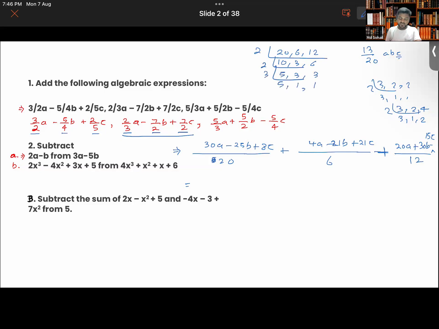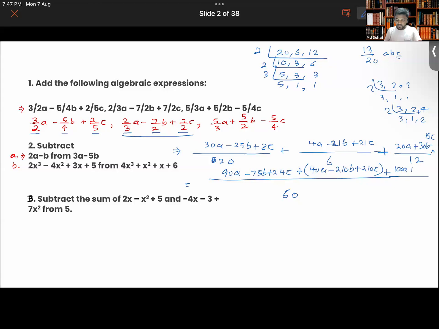Okay, here the LCM is 6, right? So here it's going to be 90a minus 75b plus 24c. And in the next one, it's going to be how much? 40a minus 210b plus 210c, right? And here it's going to be how much?